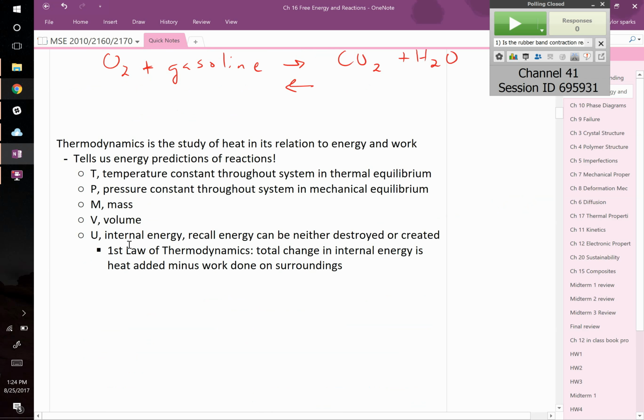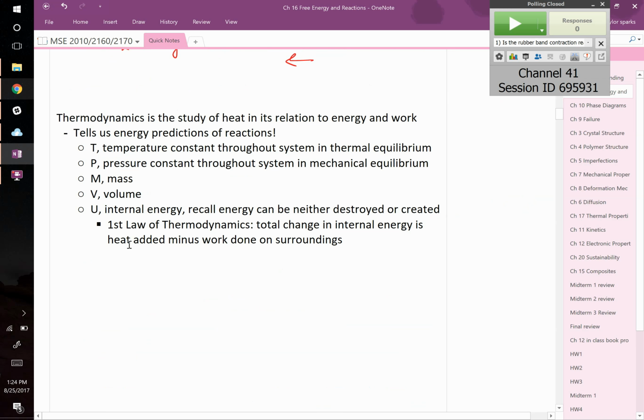So thermodynamics as a discipline is the study of heat in its relationship to energy and work, right? So it's all about understanding how heat goes into things, hence thermodynamics, right? So in order to understand energy and how energy changes, we have to introduce some key variables. First off, temperature, right? Then pressure, then mass, volume, and U. U is going to be our internal energy.